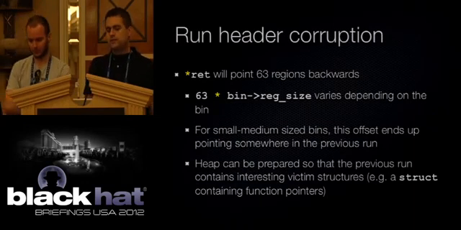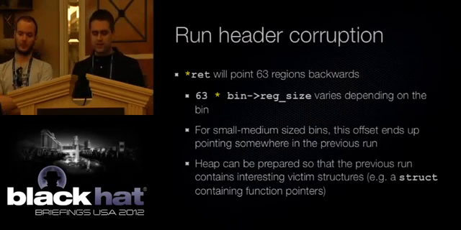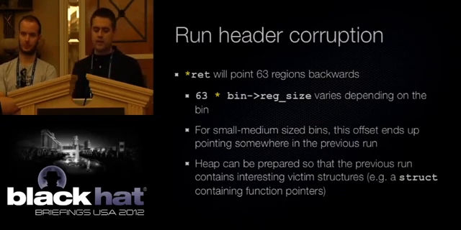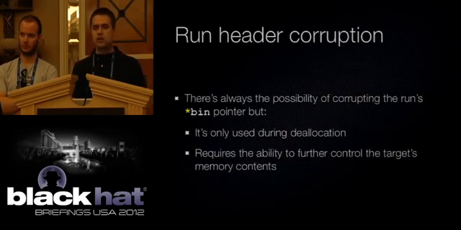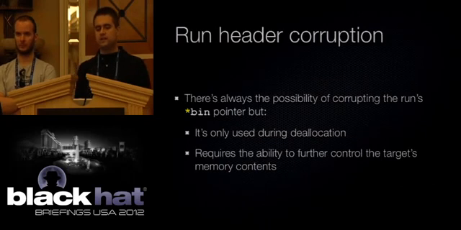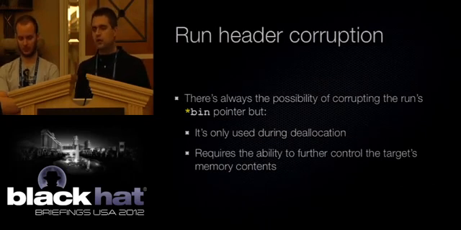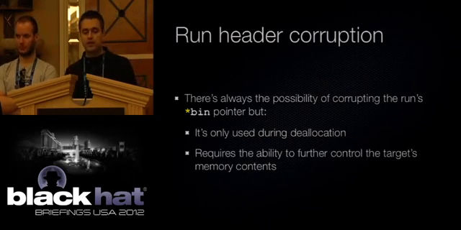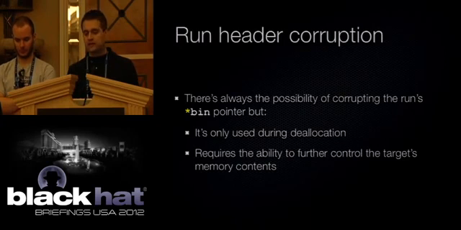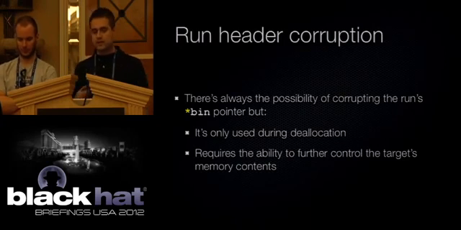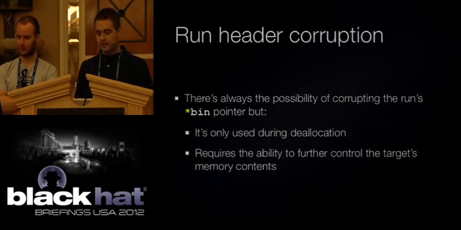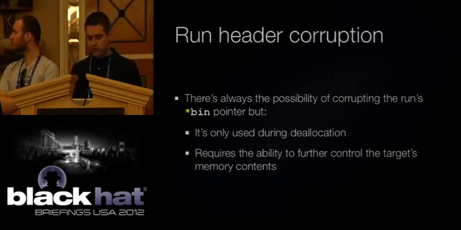Okay, so this slide basically says why we haven't corrupted the bin pointer: it's only used during the allocations, and even if we decide to go this way, we found out that it requires a great control over the target application's memory content. So that's a lot of work when we have an easier way to attack the application.